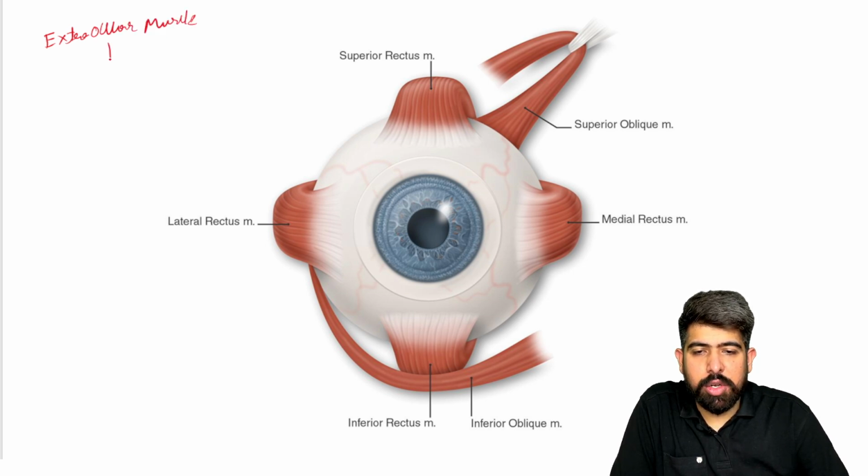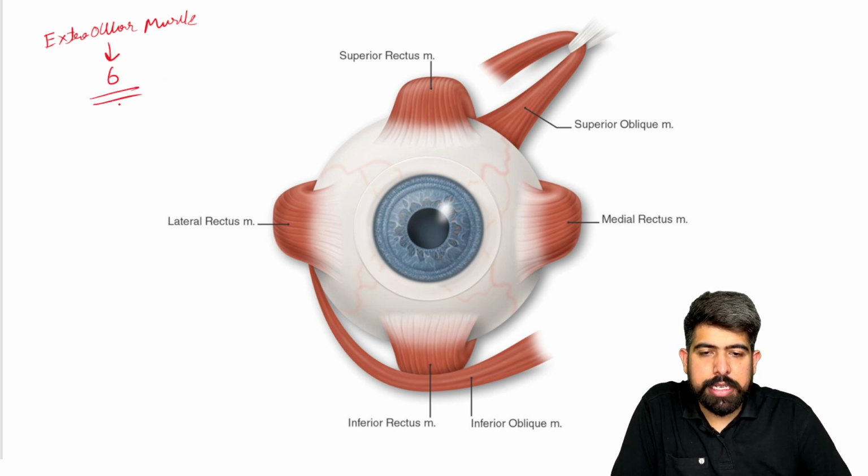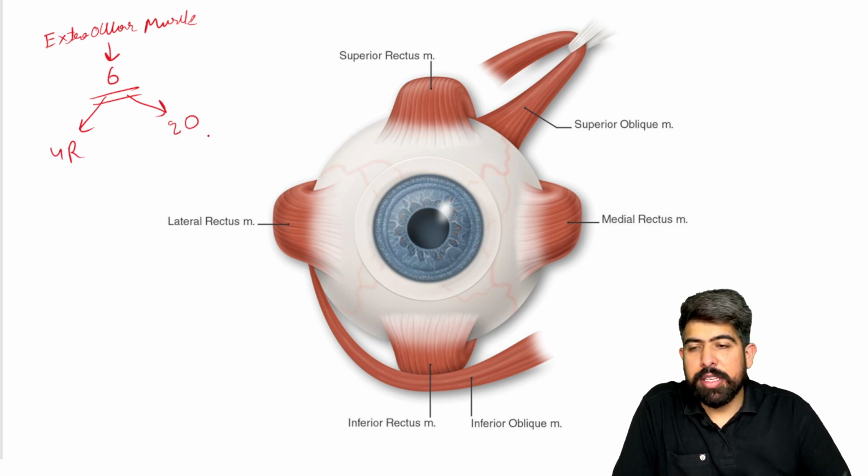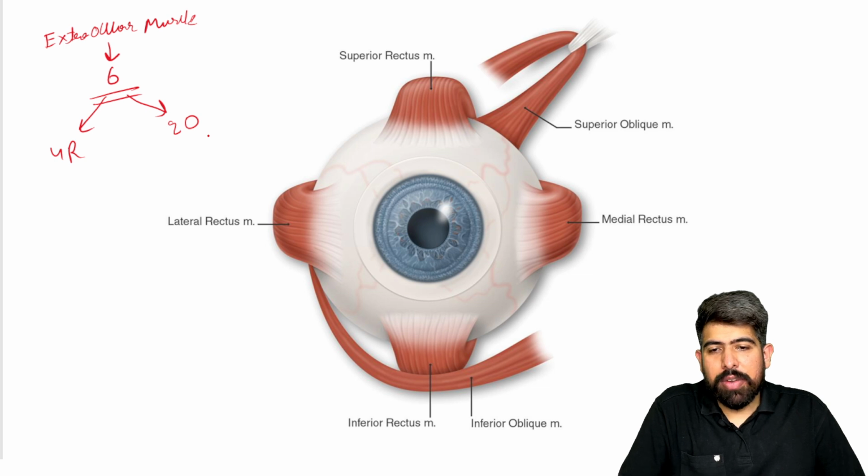How many extraocular muscles are there in total? Any one of you, in the chat box, I'm waiting for your answers. Yes, 6. The 6 are further divided: 4 are the rectus and 2 are the obliques, right?